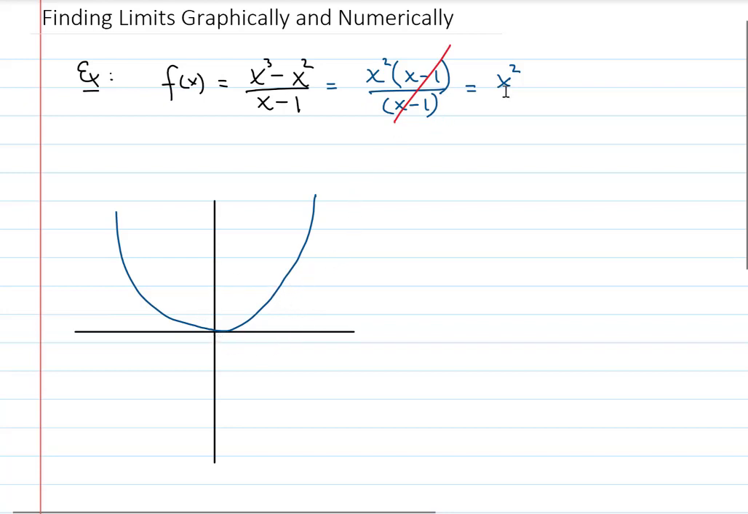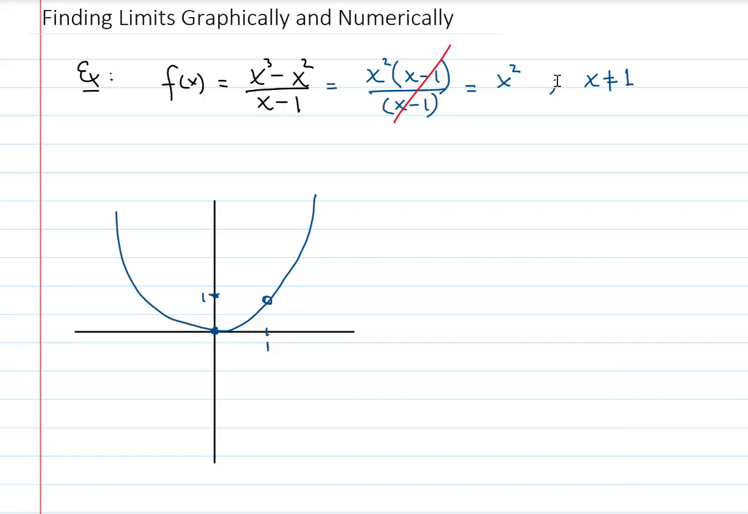Now remember, this is not the exact same thing as the x squared function that we know of. It looks the same except for one thing. Here we canceled out a common factor, so we want to make sure that x equal to 1 is not in the domain. So if you think about the parabola, it goes through here, but at 1 would be (1, 1). There's actually a hole there. Everything else looks the same. It's identical to the parabola except for that hole.